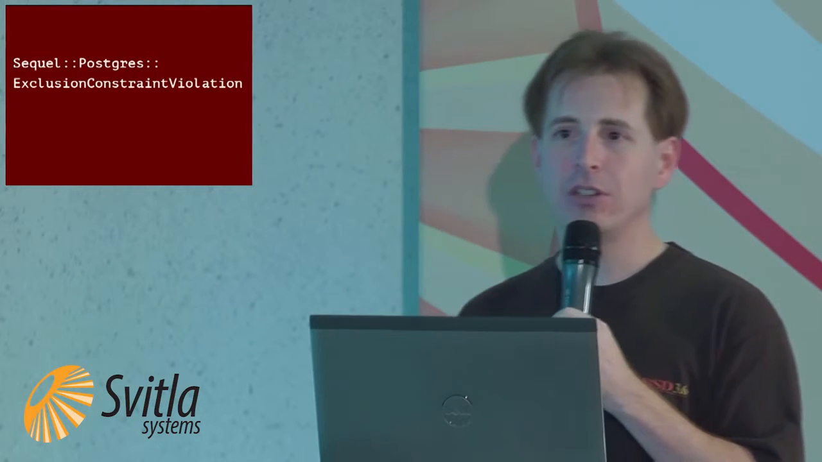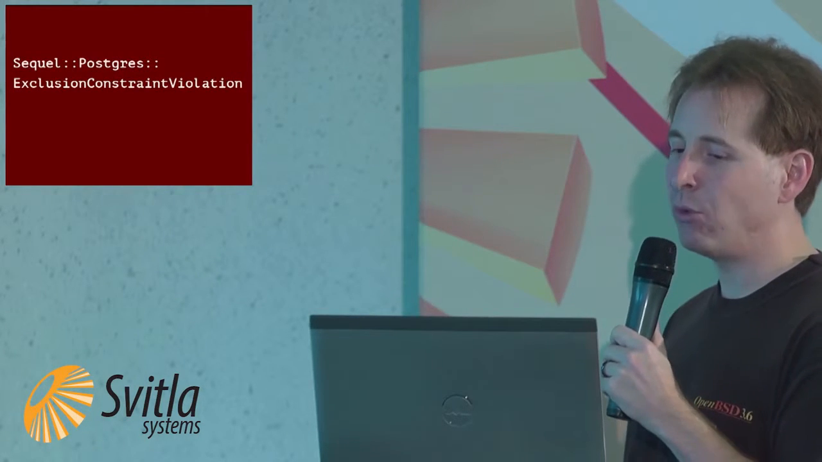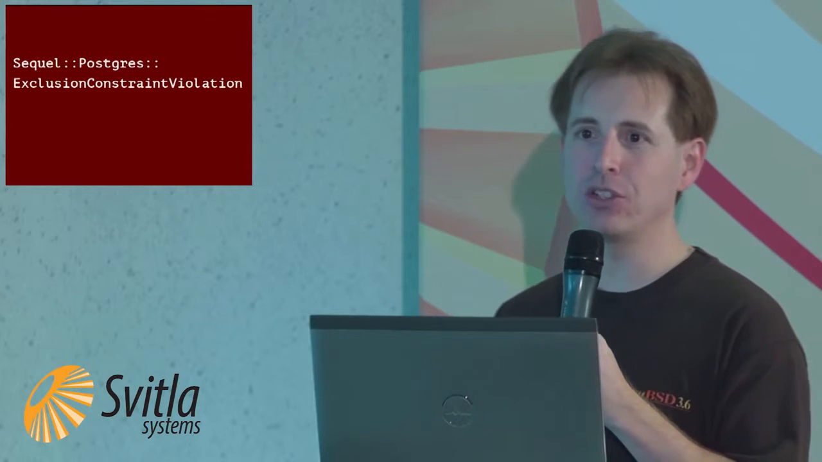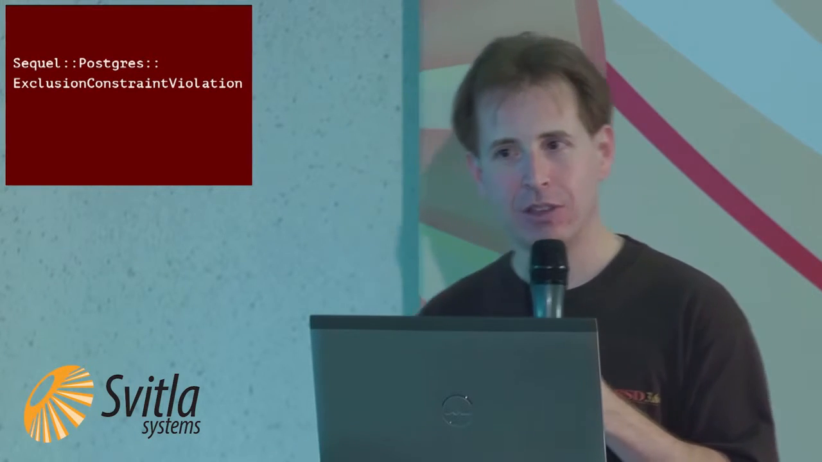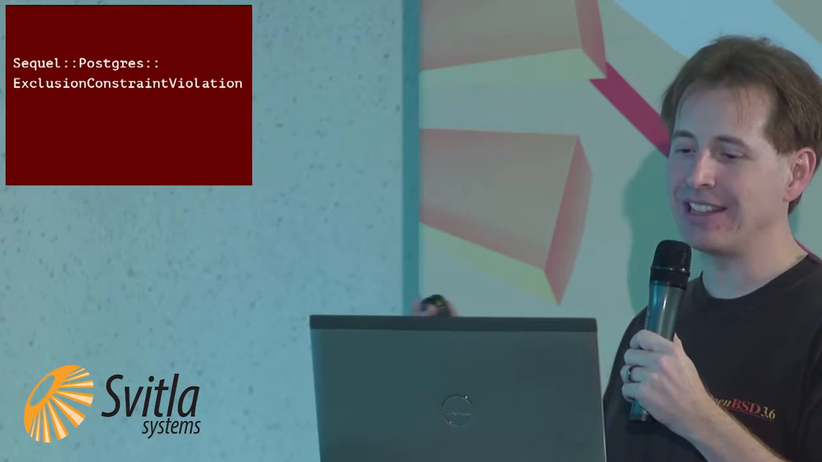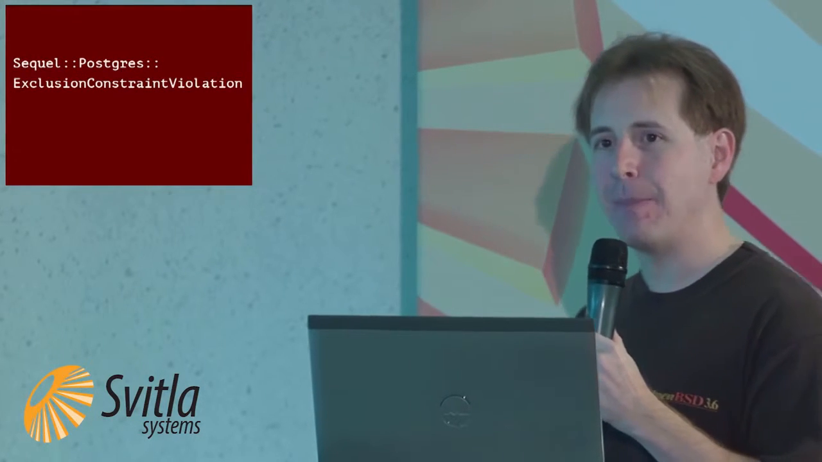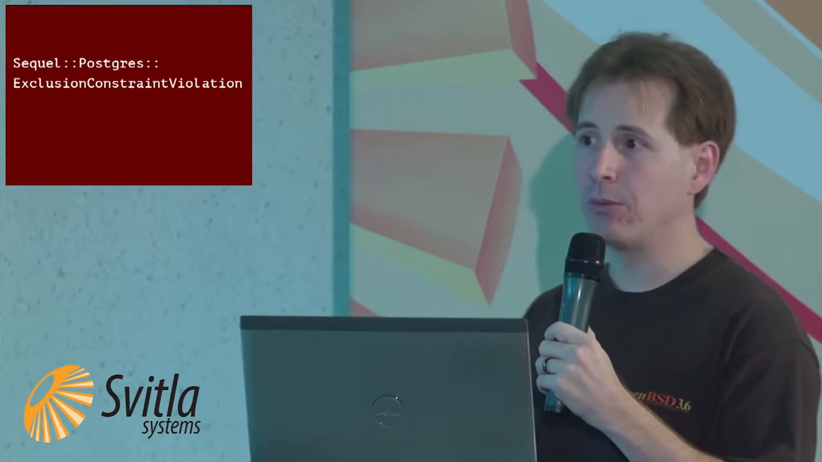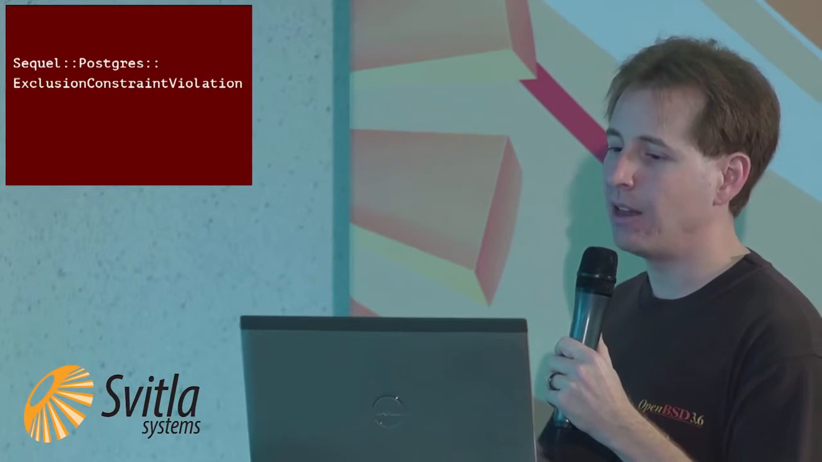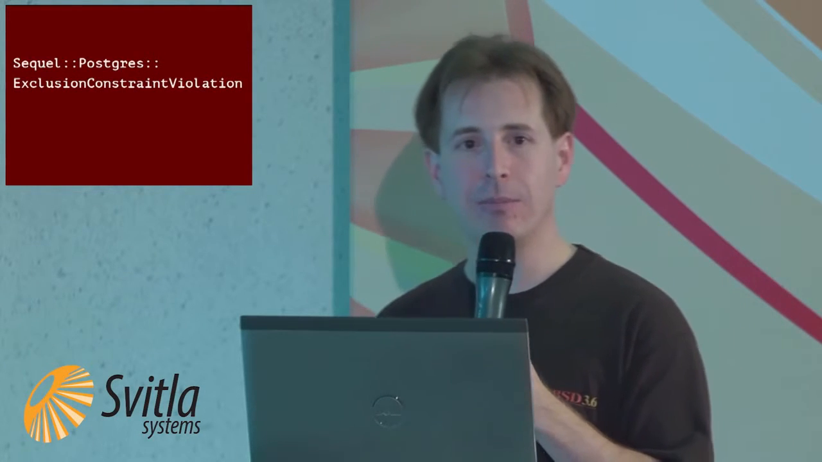When the exclusion constraint fails, Sequel will recognize it as an exclusion constraint violation and will raise a specific exception class. You can then rescue this exception class in your application code and be confident that the exclusion constraint is what caused the error. You can then alert the user that the room is already reserved during that time frame and offer to book a different room at the same time or the same room at a different time.